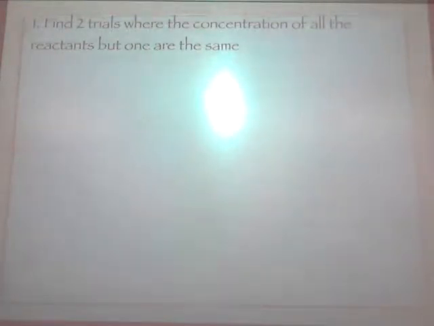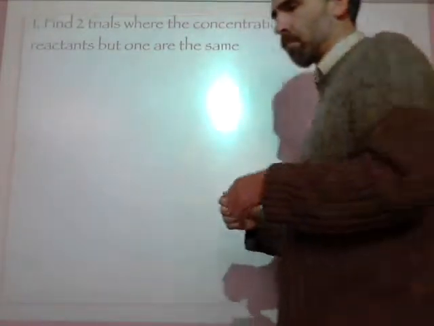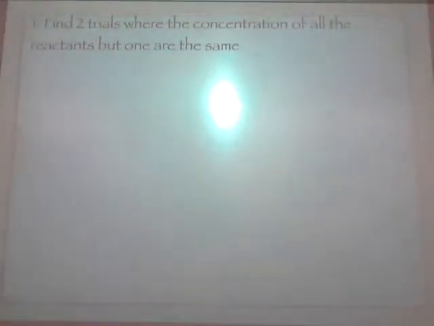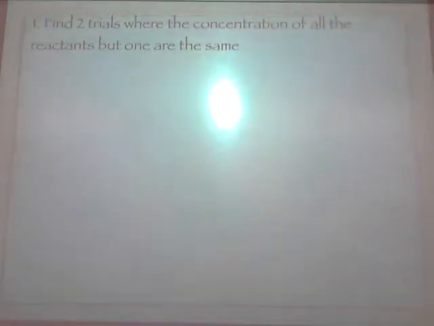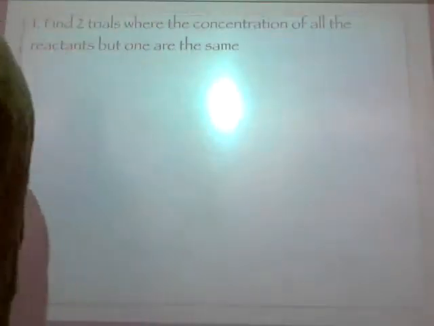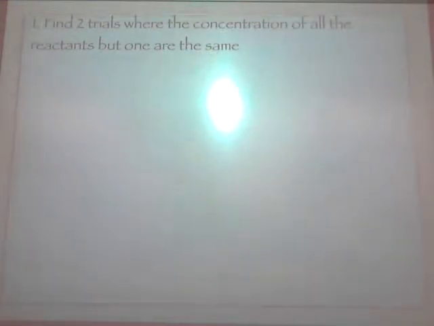These are the steps. First step, find 2 trials where everybody but 1 is kept the same. We already found 2. Trials 1 and 3 work. It's not the only 2 you could have chosen, but they are definitely ones that work. I'm going to use 1 and 3, where those 2 are held the same.